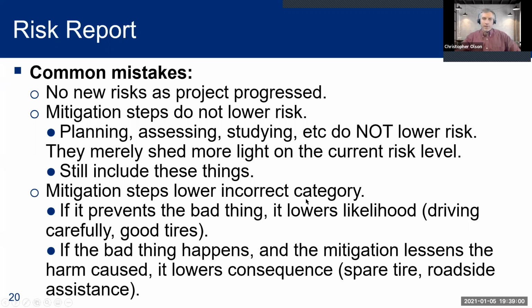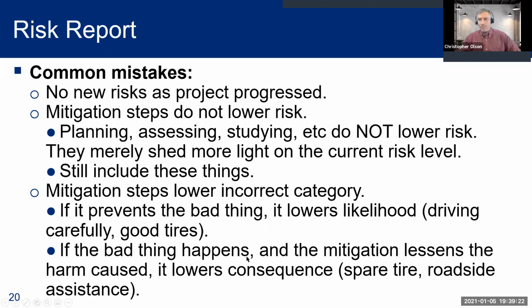Mitigation steps: lower, incorrect category. This is the rule of thumb: if it prevents the bad thing from happening in the first place, then it lowers the likelihood. Like driving, for a flat tire risk, if you drive carefully, there's less of a chance that you'll get a flat tire. If you have good tires on the car, there's less of a chance you'll get a flat tire.